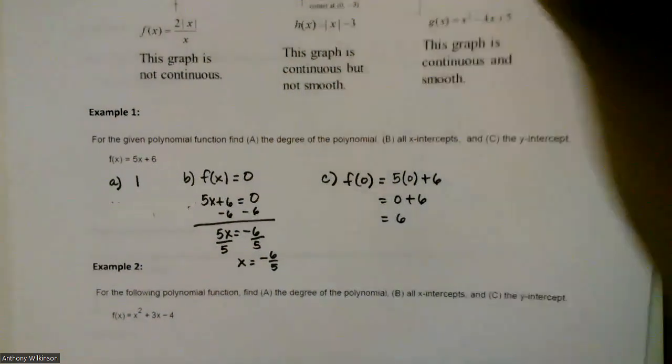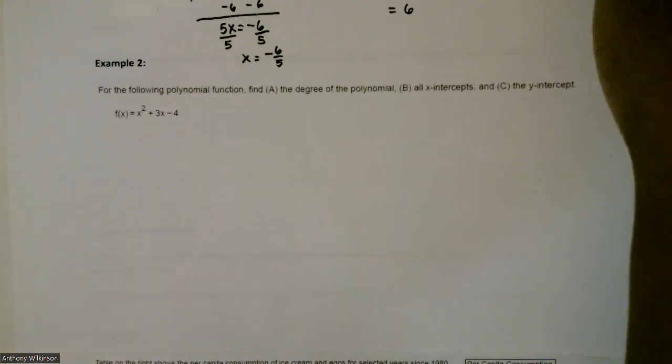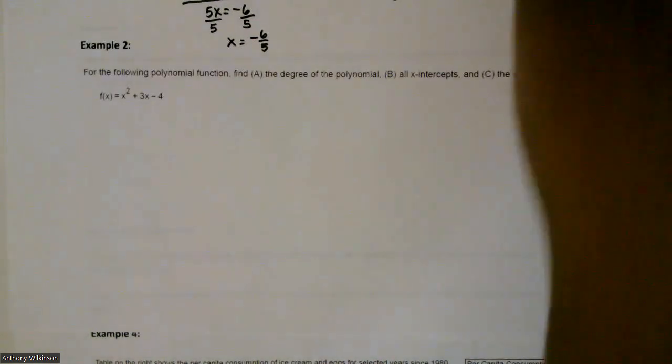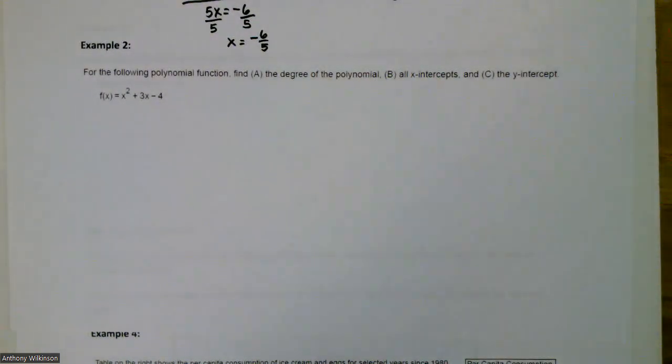All right, the next example is a quadratic function. Here you've got f of x equal to x squared plus 3x minus 4. And from that, we want to find the degree of the polynomial function, the x-intercept, and the y-intercept.